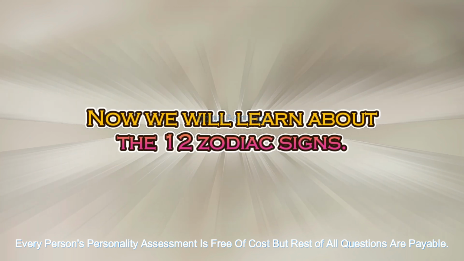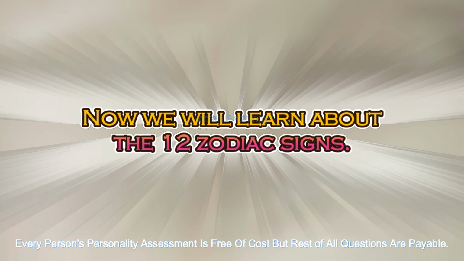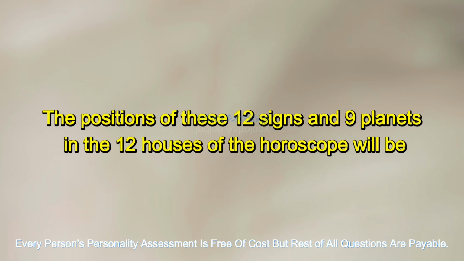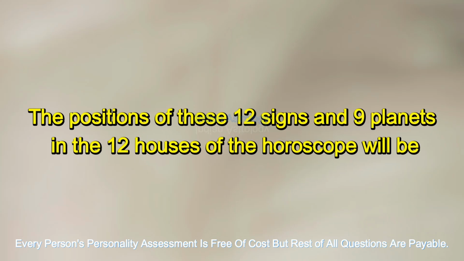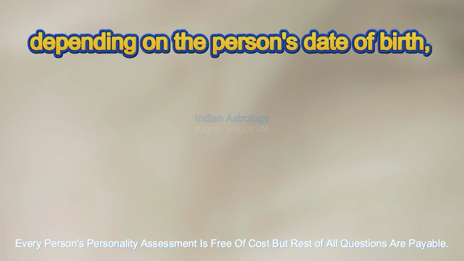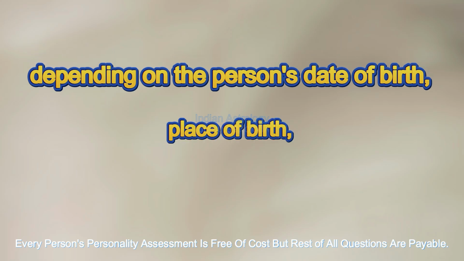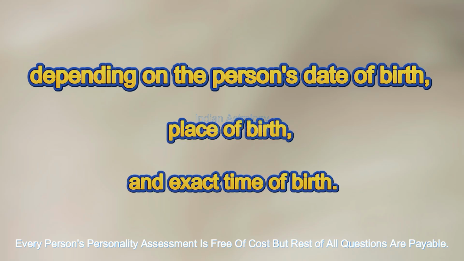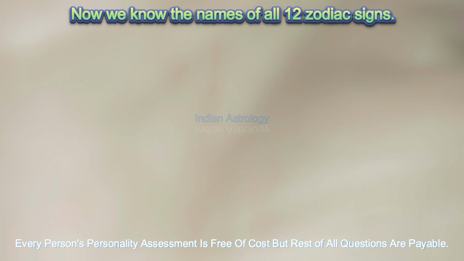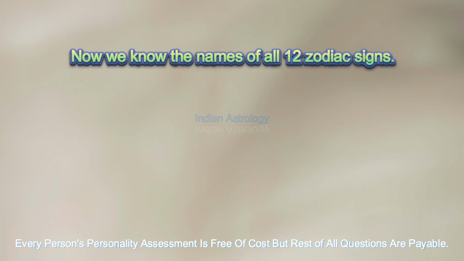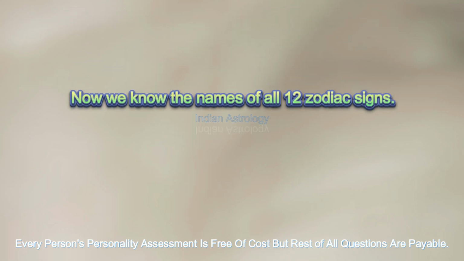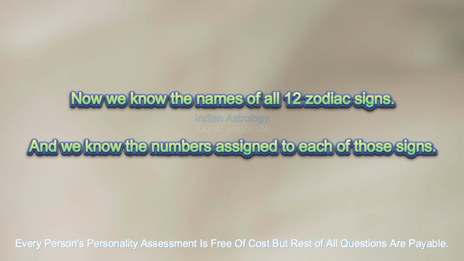Now we will learn about the 12 zodiac signs. The positions of these 12 signs and 9 planets in the 12 houses of the horoscope will be changed depending on the person's date of birth, place of birth, and exact time of birth. Now we know the names of all 12 zodiac signs. And we know the numbers assigned to each of those signs.